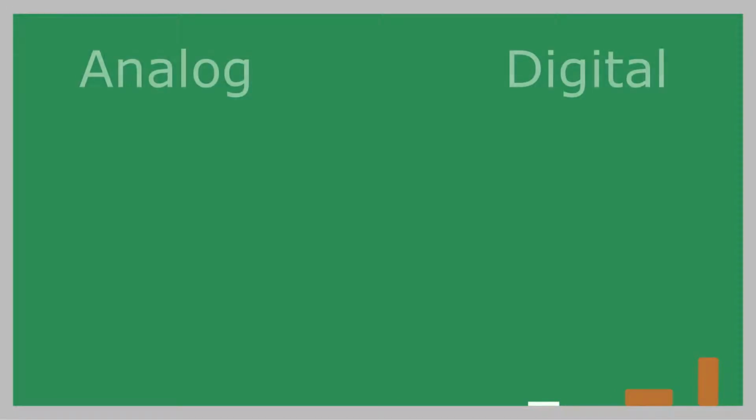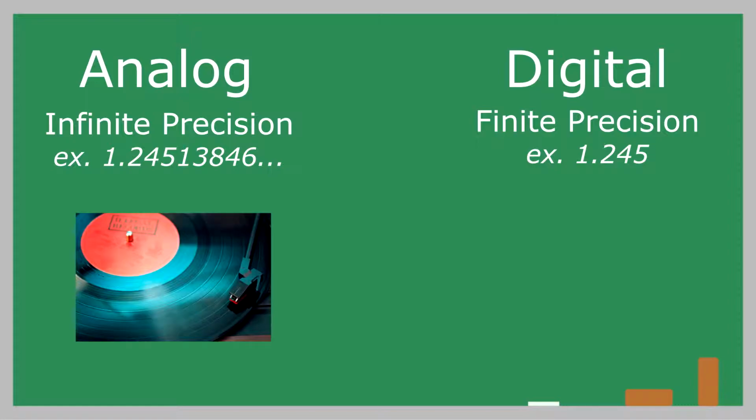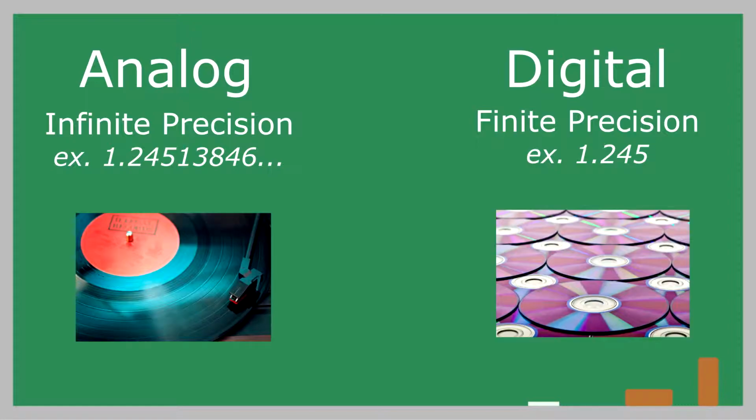The main characteristic of analog information is its ability to store information with infinite precision. Digital information is limited and deals with information that has finite precision. Let's explore these two with a couple of real-world examples. We're going to use a vinyl record to represent our analog data and CDs to represent our digital data. Although both items are used to store and play music, the technology behind them is very different.